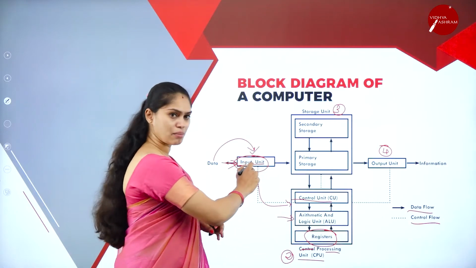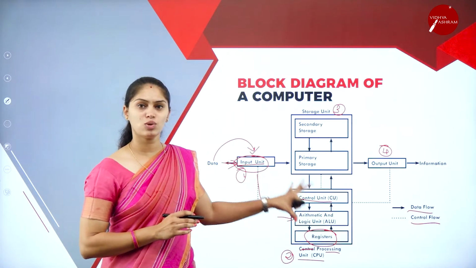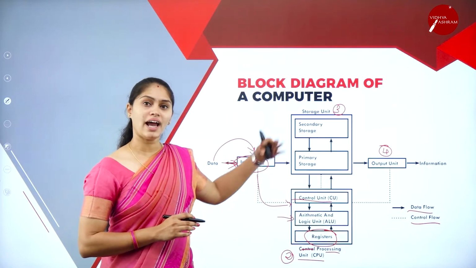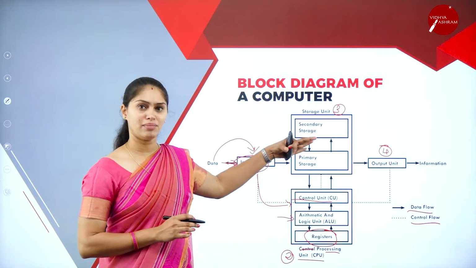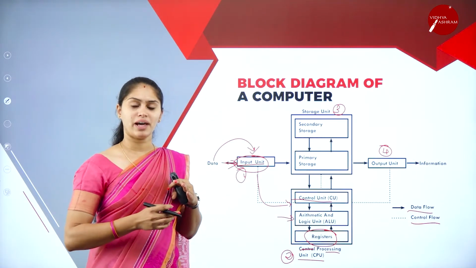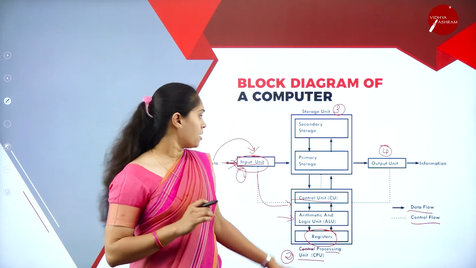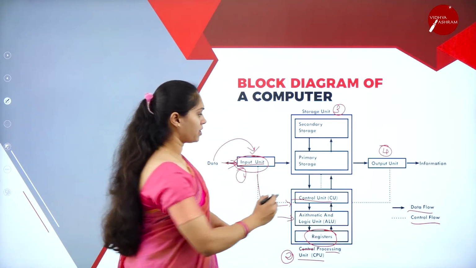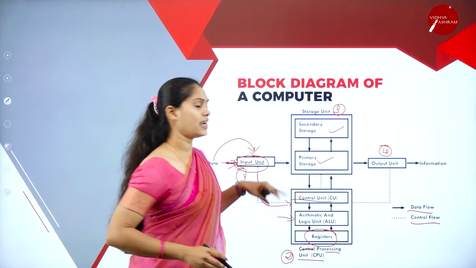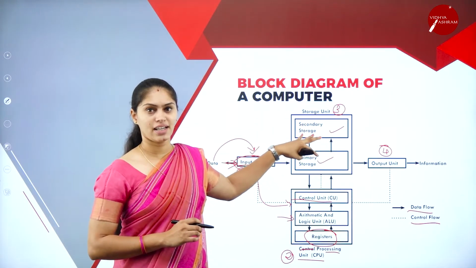Now I have given some data and the processing has taken place in the CPU. Once it is done with the CPU, I have to store that data, either in primary memory or secondary memory based on the requirement. Whether I want the data and programs to be temporary, then I am going to use main memory or primary storage. Whether I want to store the data and information in a permanent manner, then I have to go with secondary storage.